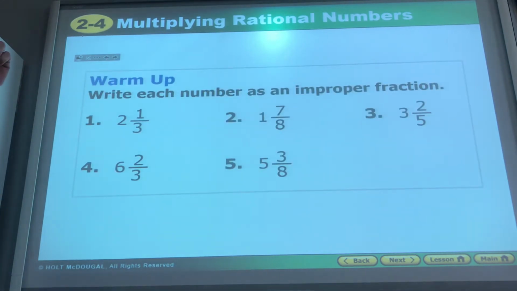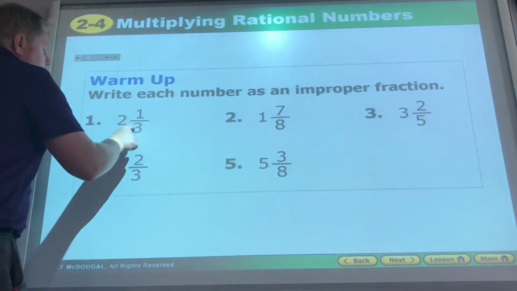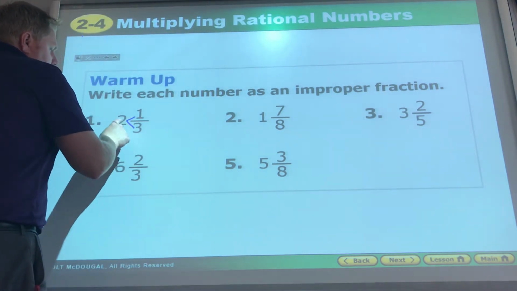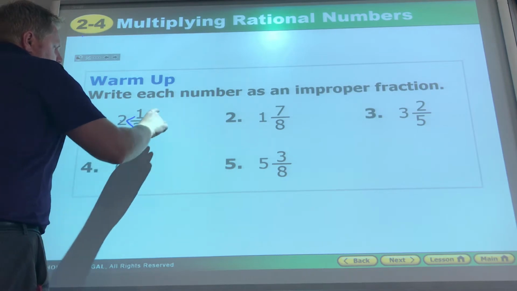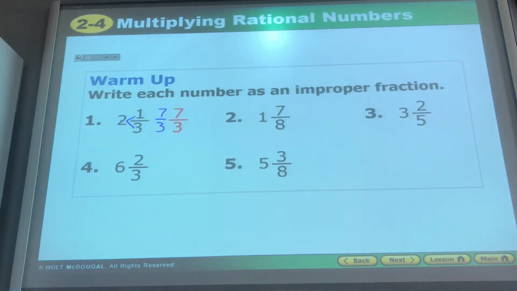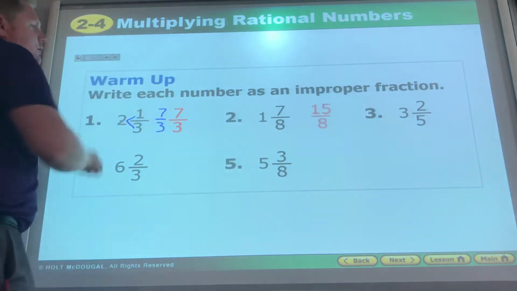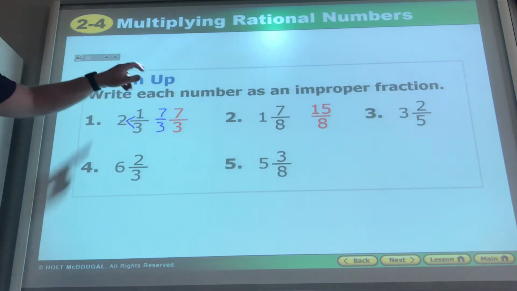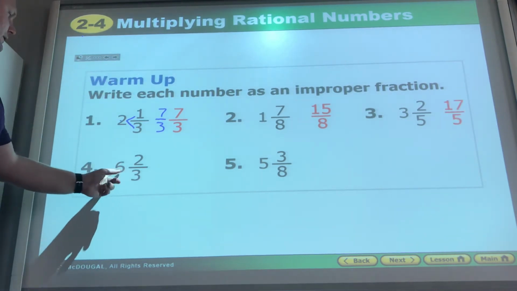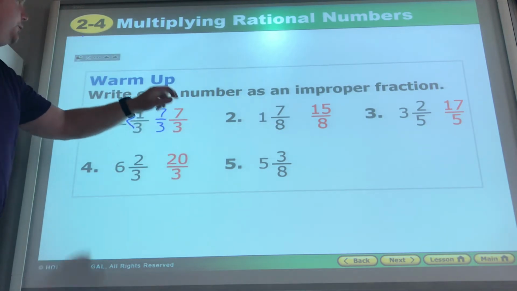Write each number as an improper fraction. Remember our triangle method. 3 times 2 is 6 plus 1, 7 over 3. 15 over 8, 17 over 5. 182 over 3, 43 over 8.